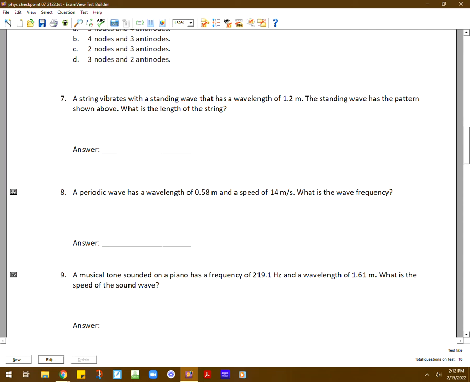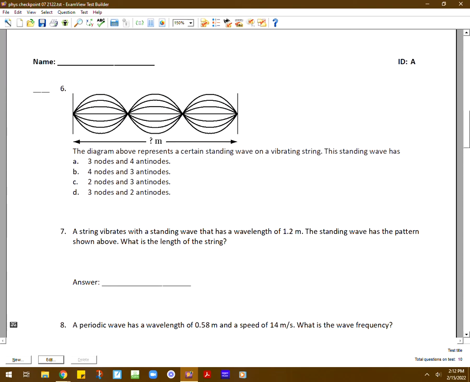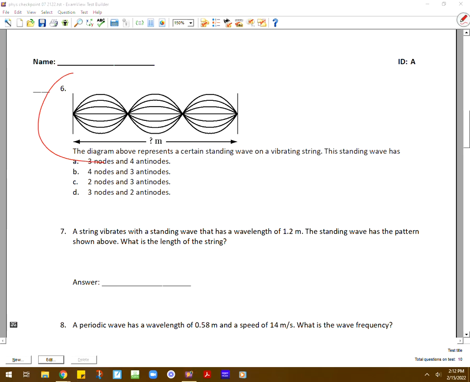A string vibrates with a standing wave that has a wavelength of 1.2 meters. The standing wave has the pattern shown above. So we're looking at this pattern up here. It wants to know what's the length of the string. A lot of people tried to make this a math problem, and it's really kind of not, right? Looking at this up here, I have one complete wave here. So that right there is one wavelength.